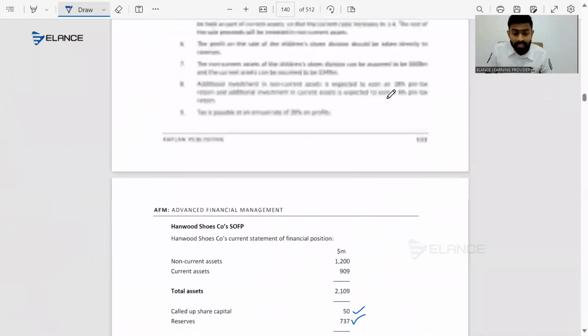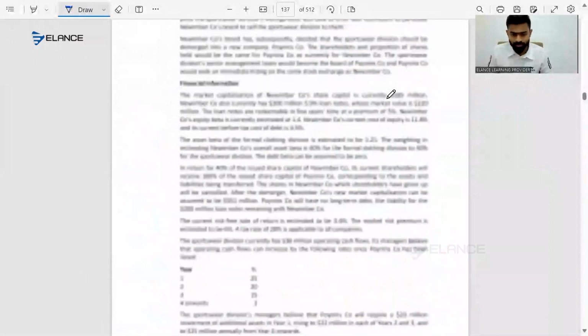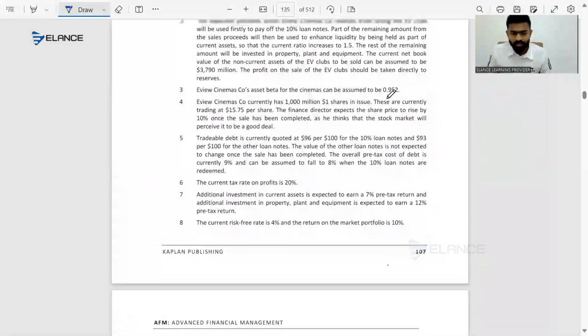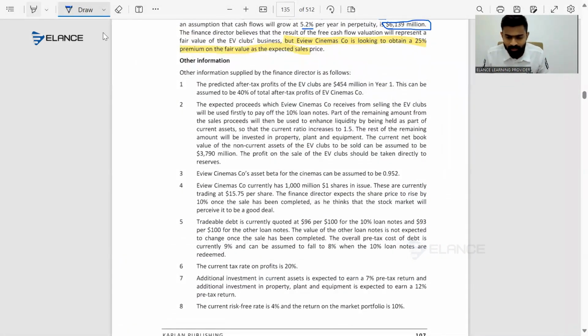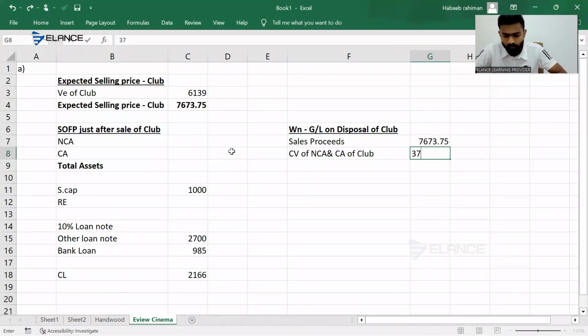See, it is said in the initial paragraph of the question, EVU Cinemas. Here it is said that the current book value of non-current asset of club can be assumed at 3790. So they mentioned that club has some non-current asset. They didn't mention whether the club has current asset or not. If they don't mention any figure, we'll assume they don't have any current asset, only non-current asset. So we are selling off the non-current asset of 3790. This is the figure we remove from the books.